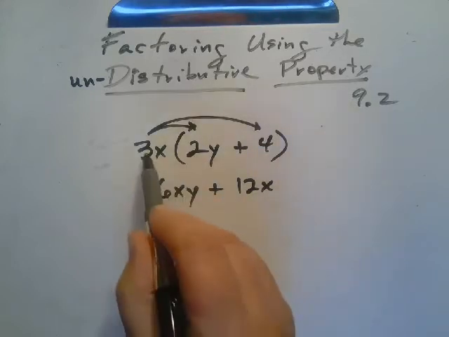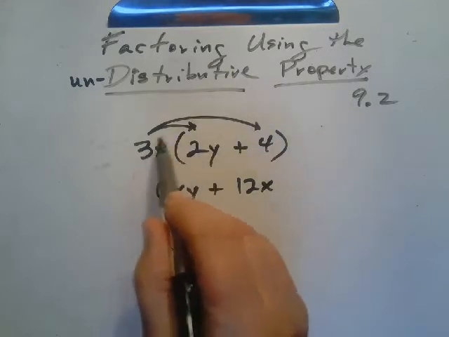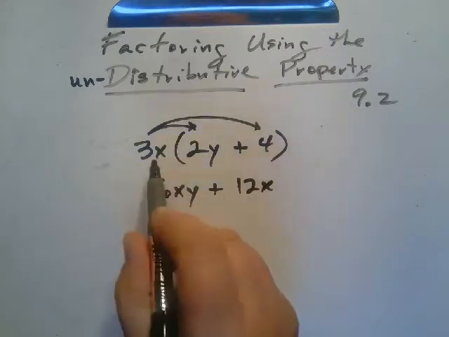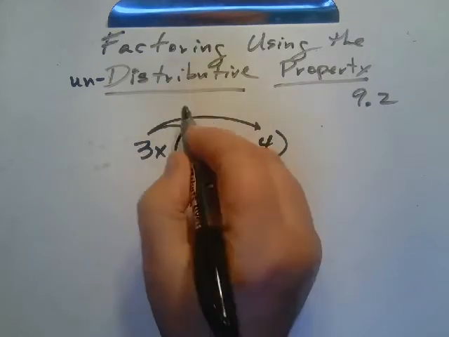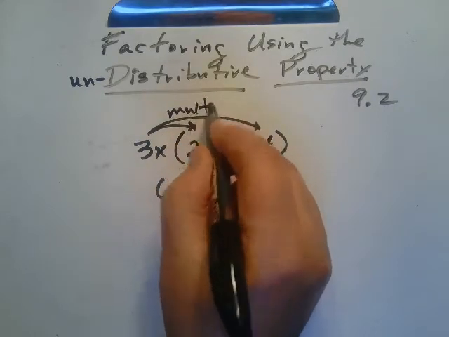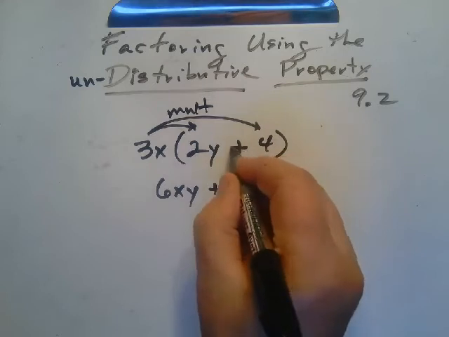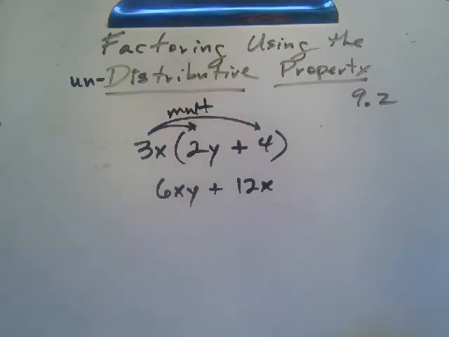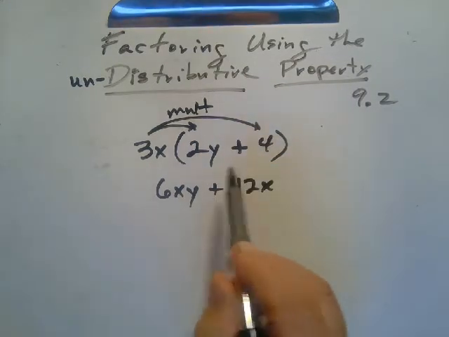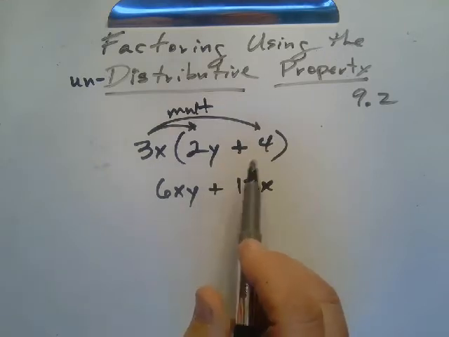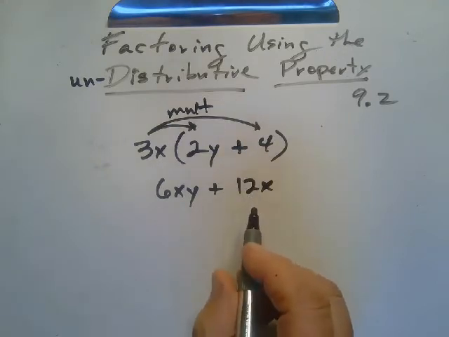In other words, each one of these items inside the parentheses, we distributed by multiplication. Okay, we multiplied into each of these. Notice this is an addition or subtraction problem. Now this is called the distributive property. And what we're going to do in this section is practice working backwards.